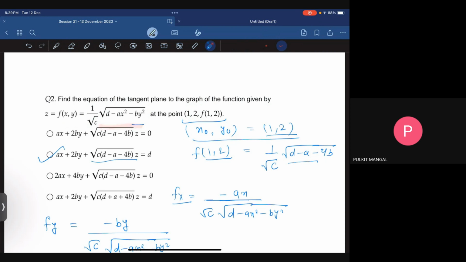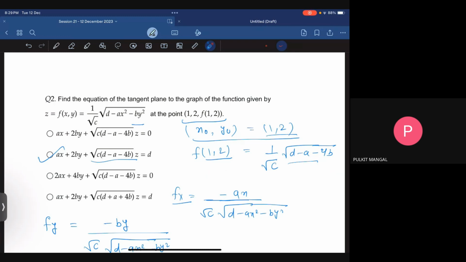This is my function. So let's first find the function value at the point 1 comma 2. My function value at the point 1 comma 2 is simply plugging in x equal to 1 and y equal to 2 in the expression here. So I'll get 1 by root c under root of d minus a minus 4b. If you put x equal to 1, x square is 1, so minus a, y equal to 2, 2 square is 4, so negative 4b. So this is my function value.